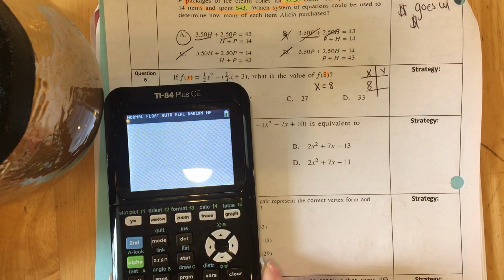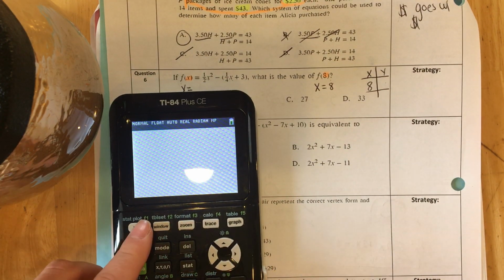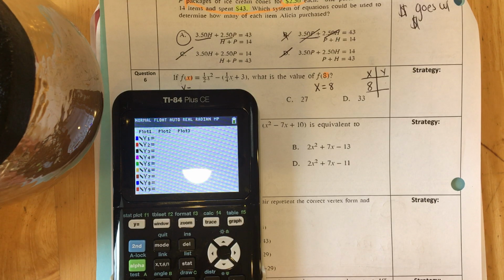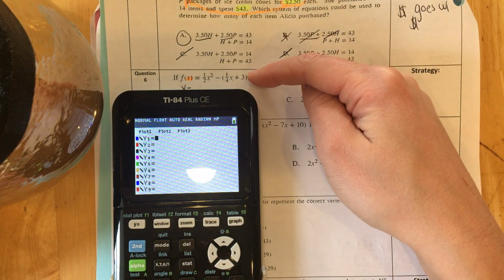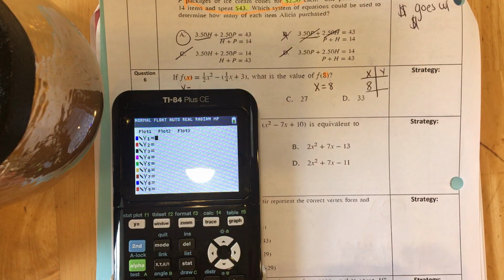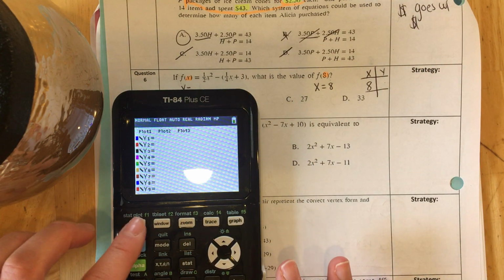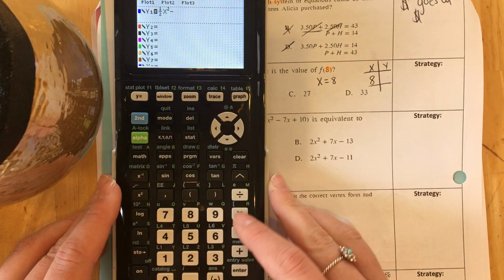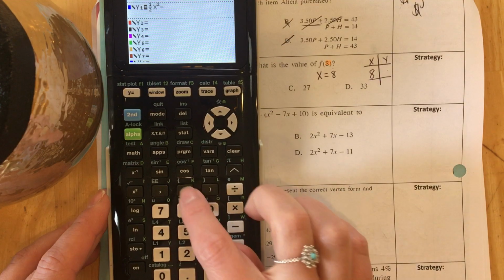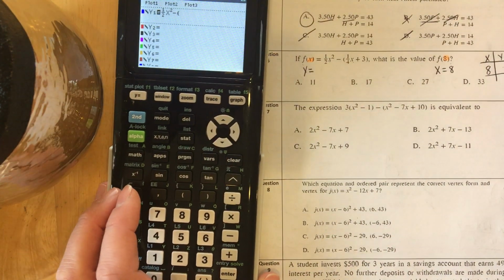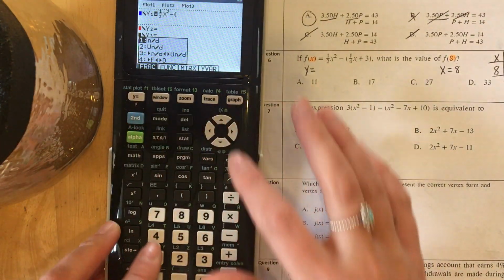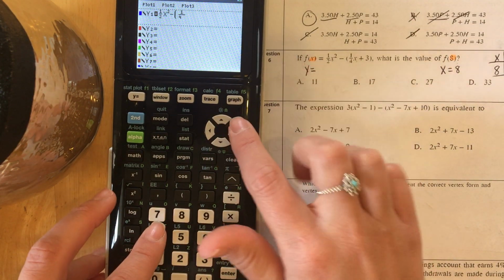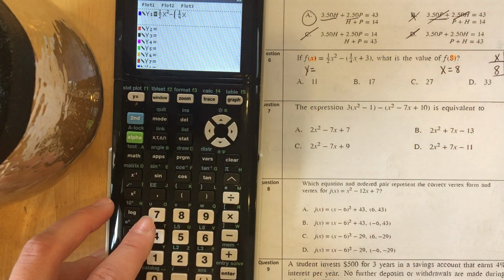So, hope you can all see my calculator here. I'm gonna go into my y equals, and I'm gonna plug in just the equation with the x's, okay? Don't touch the 8 just yet. So I'm gonna plug in alpha y equals 1/2 x squared minus, make sure you use the minus, parentheses, 1/4.